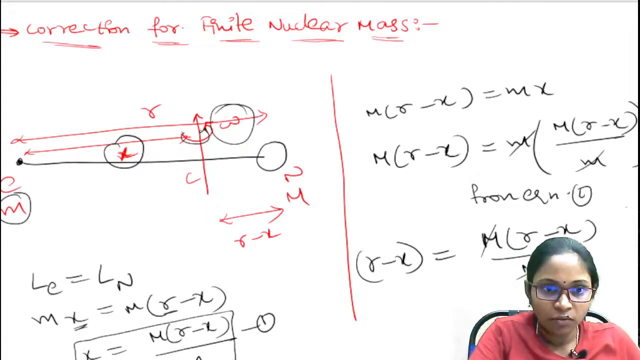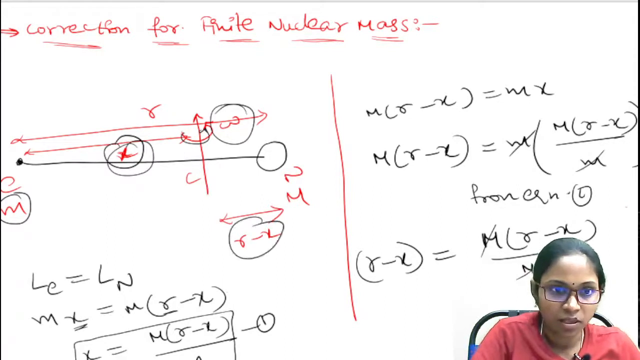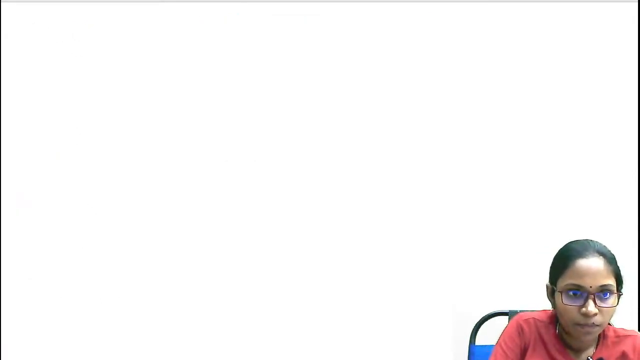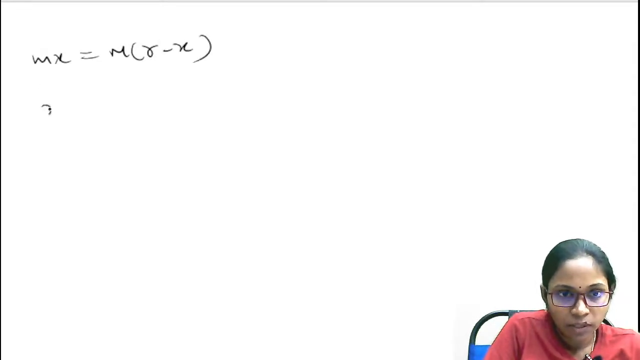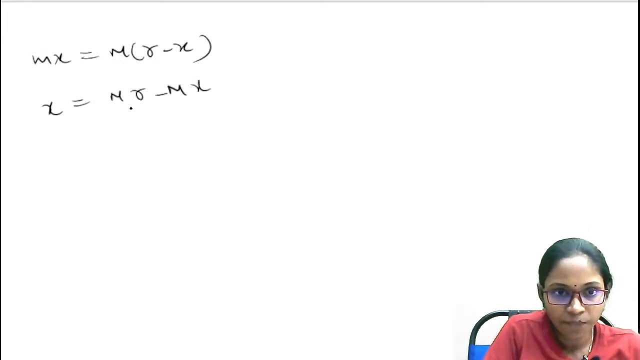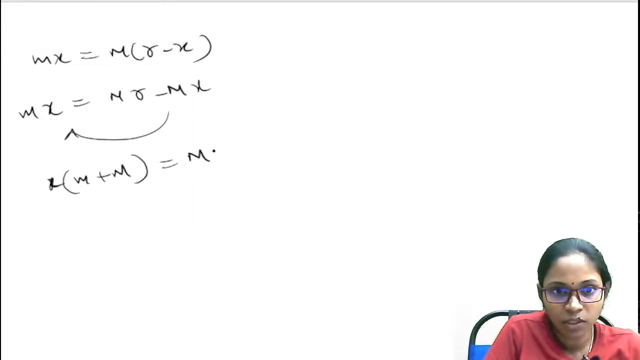Here we have to find out the value of x and r minus x. Okay, so mx is equal to M into r minus x. Therefore, x is equal to capital M r minus capital M x. Into m. Therefore, you just bring this towards the left hand side and take x as common: m plus capital M, which is equal to capital M into r, where x is equal to M r by small m plus capital M.